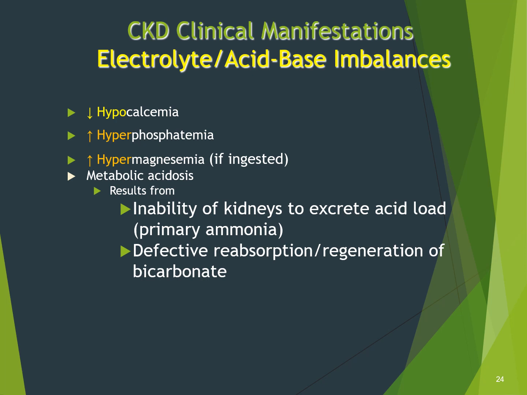You can also see hypocalcemia and hyperphosphatemia, and then sometimes hypermagnesemia. It is not usually a big problem unless the patient is ingesting extra magnesium, such as magnesium in antacids, those kinds of things. Really, metabolic acidosis results from the inability of the kidney to excrete acid load and defective reabsorption and regeneration of bicarb.